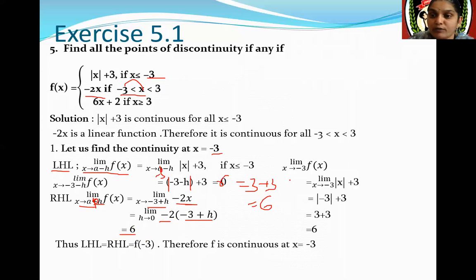Similarly, the value of f at minus 3, that is, the limit as x tends to minus 3 of f of x. Now look at the equal to sign. The equal to sign is there for mod x plus 3, so I have considered mod x plus 3.